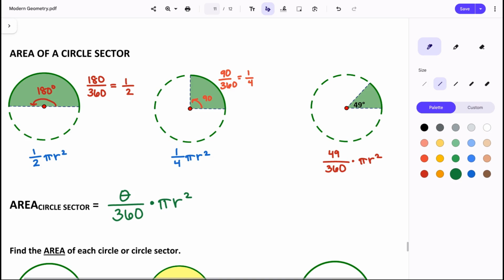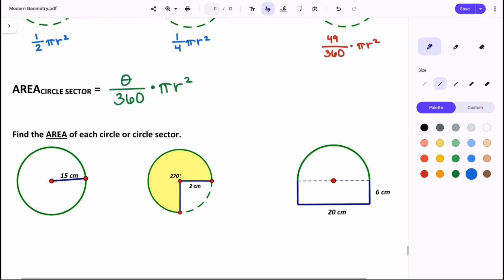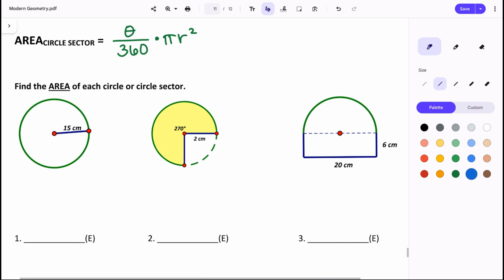So what we're going to do now is a couple of examples. They're either going to want you to find the area of the whole circle or they're going to want you to do the sector. Now, when they have a sector piece, usually they'll have that part shaded in just to distinguish, like, I don't want you to find all of it. I just want you to find this piece.